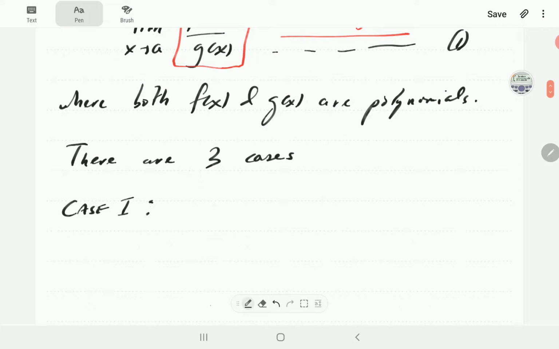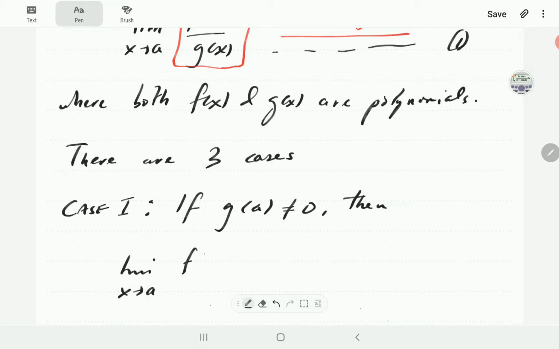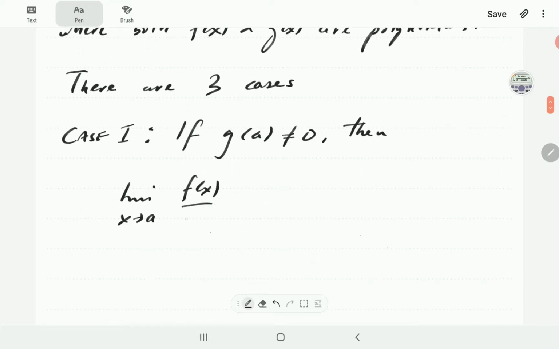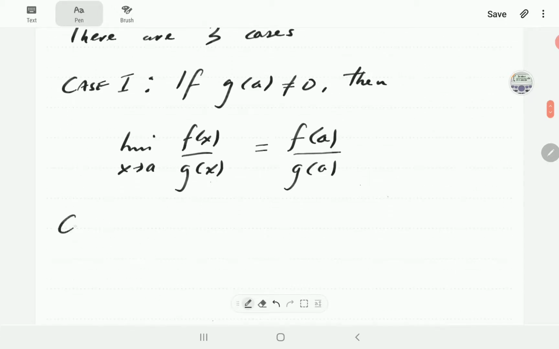The first case is the case where g of a is not equal to 0. Then the limit can be obtained via direct substitution. So the limit is simply going to be f of a divided by g of a. That is like the simplest case, if you like.